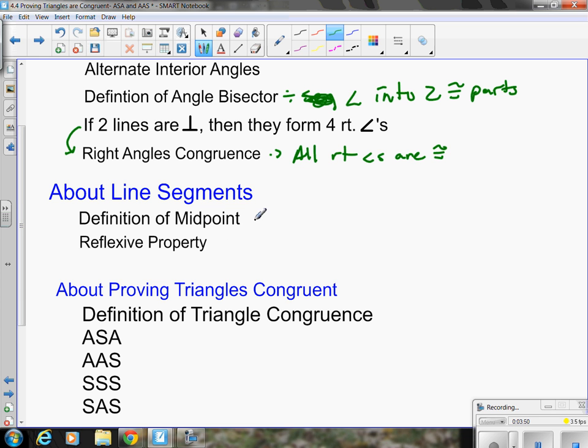Make sure you know the definition of midpoint. That divides a segment into two congruent parts. And make sure you know the reflexive property, that it's congruent to itself.